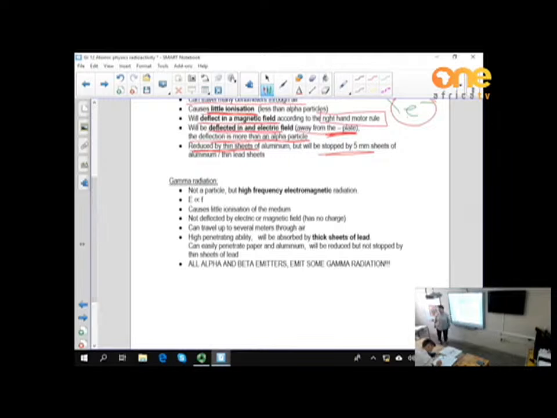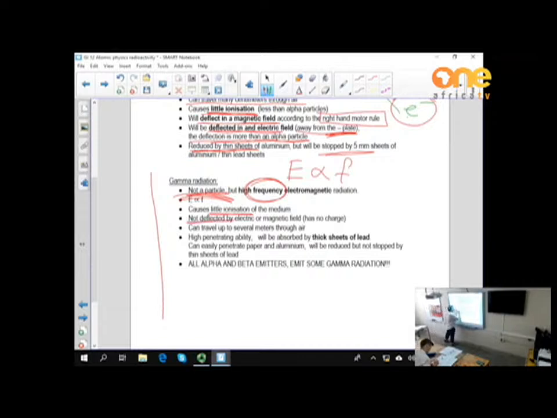I'm going to stop with gamma. We've done gamma. Gamma radiation is not a particle. What is gamma radiation? An electromagnetic wave, one having very high frequency. Energy is directly proportional to the frequency. Okay? It will cause very little ionization. Why? It's not a particle, so it can't so easily knock off an electron.